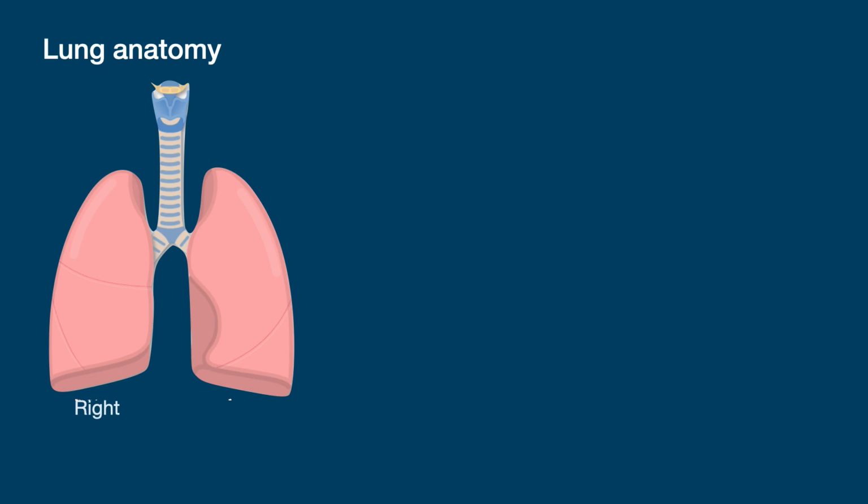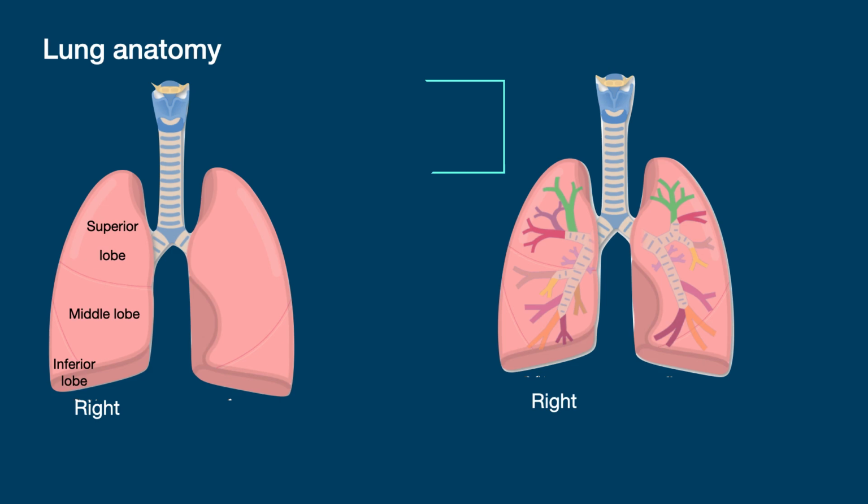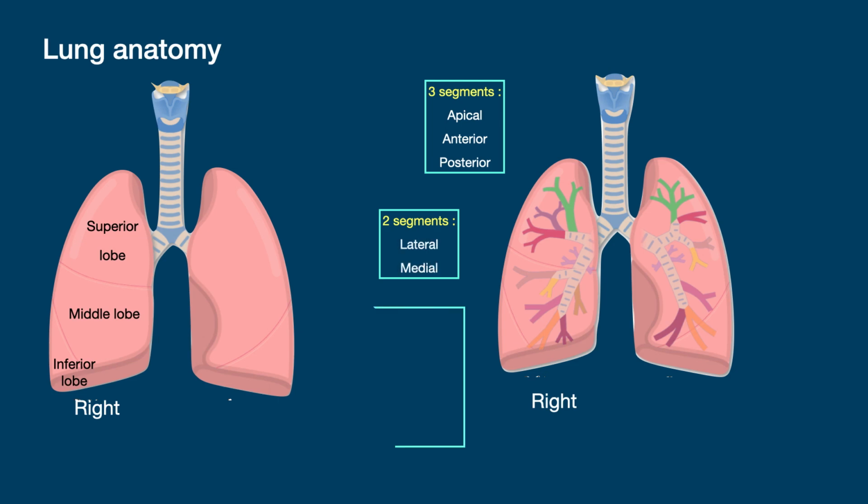Now, let's look at the anatomy of the lungs. This is the lungs. The right is divided into 3 lobes: superior, middle, and inferior lobe. These are further divided into bronchopulmonary segments as follows. Superior lobe into 3 segments, which are apical, anterior, and posterior. Middle lobe into 2 segments, which are lateral and medial, and inferior lobe into 5 segments, which are apical, anterior basal, posterior basal, medial basal, and lateral basal.